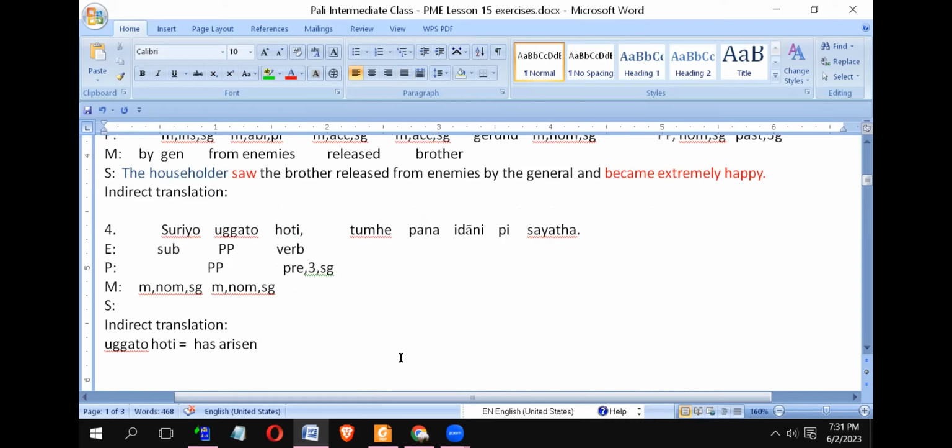So this is the meaning, and this one is Pali. The sun has arisen. You cannot say hoti means has. If people think that hoti is has, no, but ugato hoti, these two together mean has arisen. So just translate these two together.